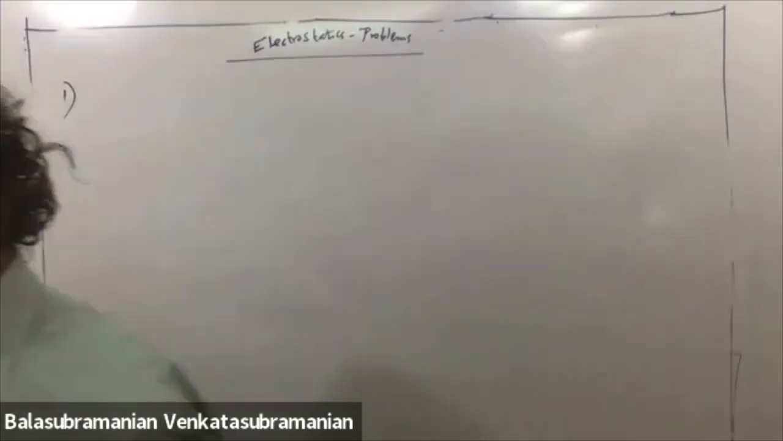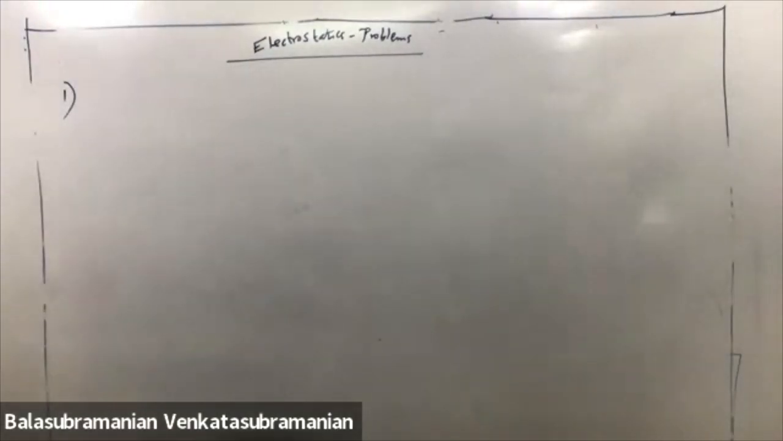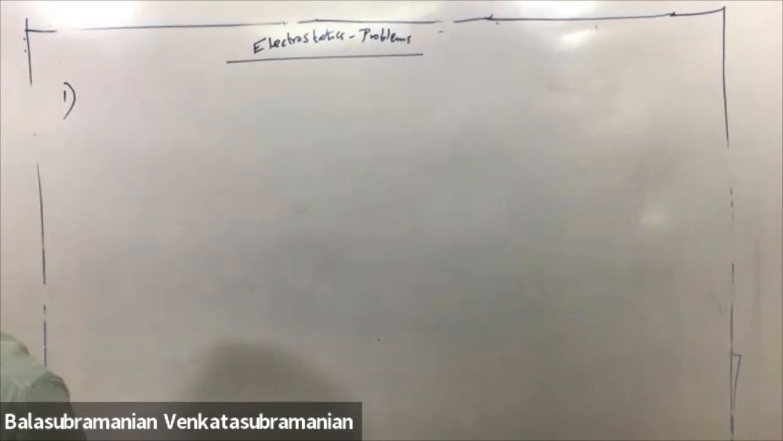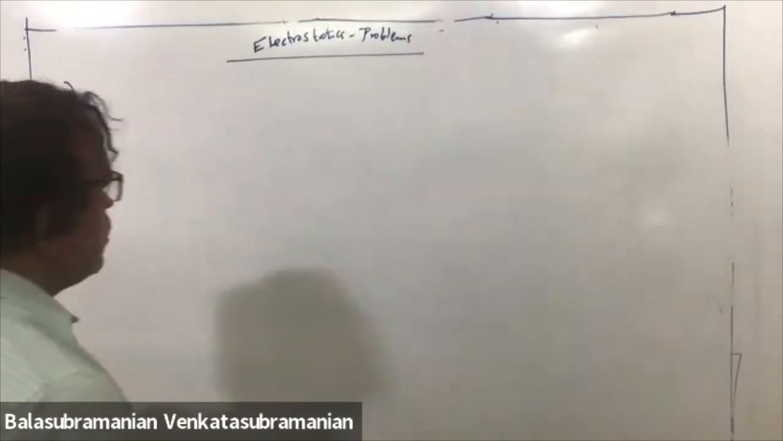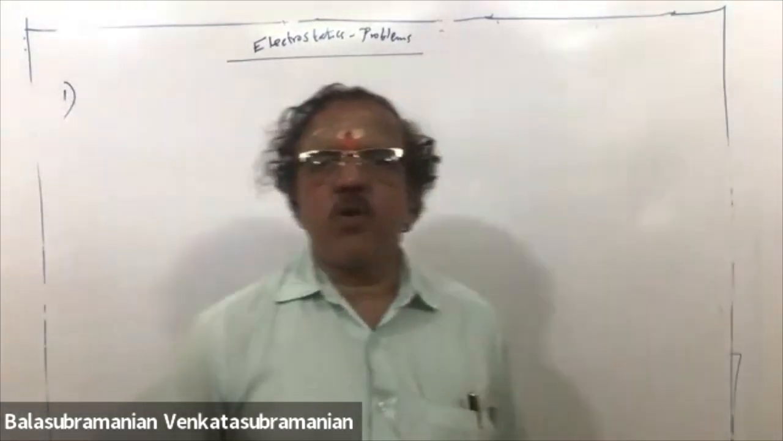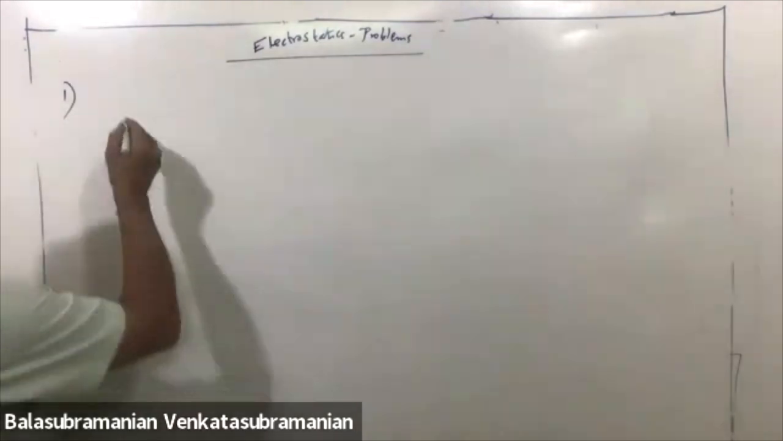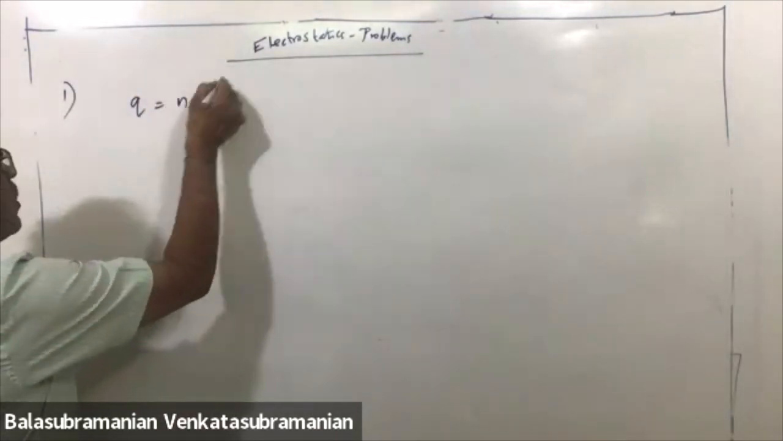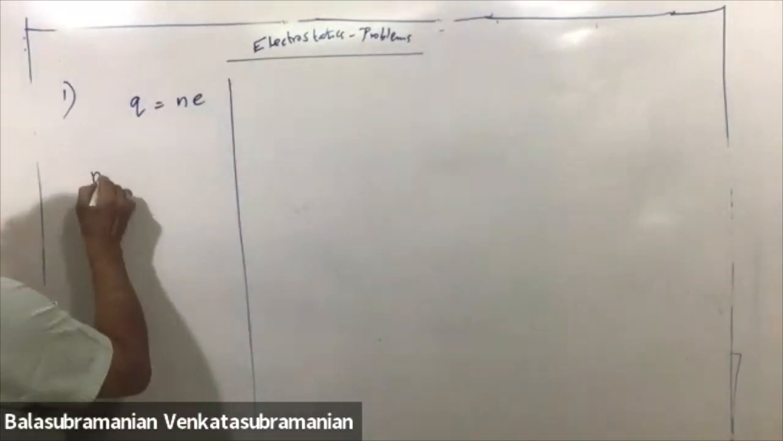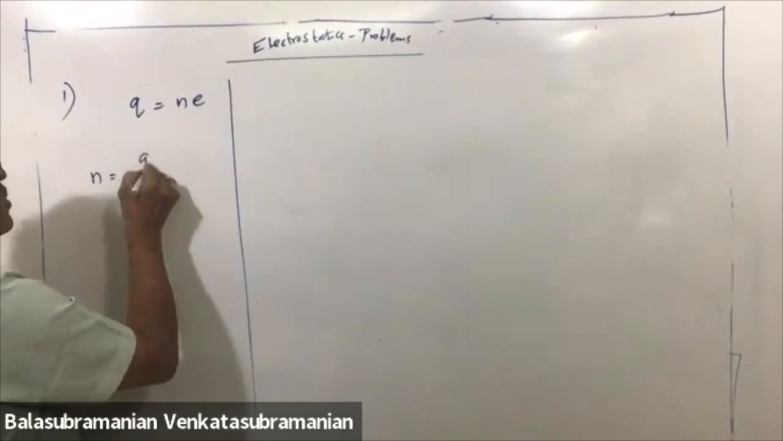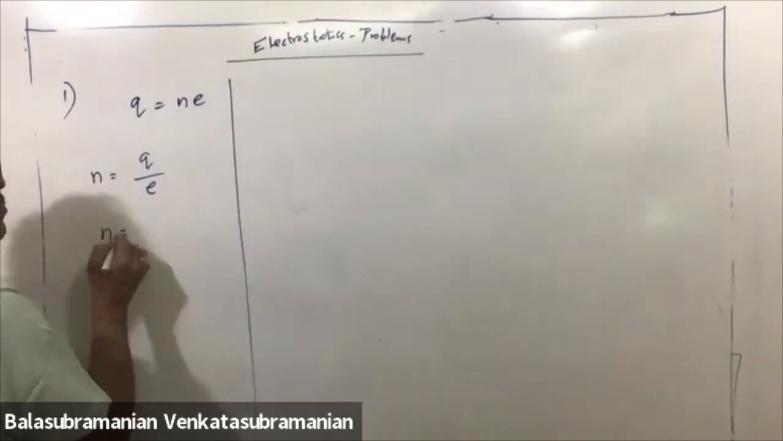Okay. First problem. When two objects are rubbed with each other, approximately a charge of 50 nanocoulomb can be produced in each object. Calculate the number of electrons that must be transferred to produce this charge. Total charge in a given body is, in general, Q is equal to Ne. Your aim is to calculate N. So N is equal to Q by e.